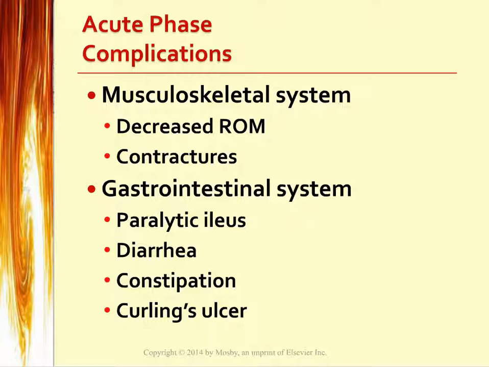Aim to prevent Curling's ulcer by feeding the patient as soon as possible after the burn injury. Antacids, H2 histamine blockers like ranitidine, and proton pump inhibitors like Nexium are used prophylactically to neutralize stomach acids and inhibit histamine and the stimulation of hydrochloric acid secretion. Patients with major burns may also have occult blood in their stools during the acute phase, and this requires monitoring for bleeding.